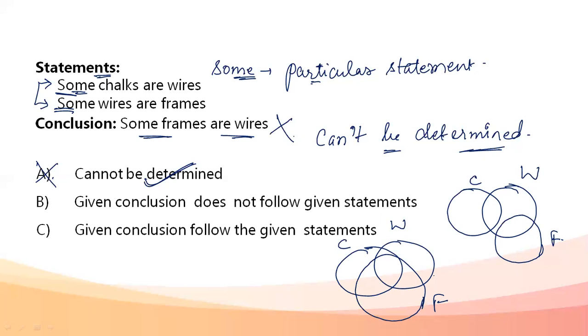But in both the cases, some chalk are also becoming frames. Since I'm not having just one Venn diagram, I will not have any conclusion. Since just one Venn diagram is not possible, I will not have any conclusion. So the conclusion that some frames are wires cannot be determined. My answer is cannot be determined.